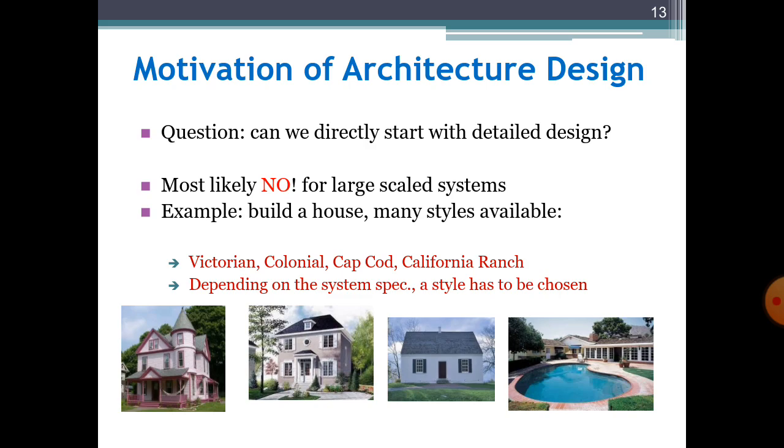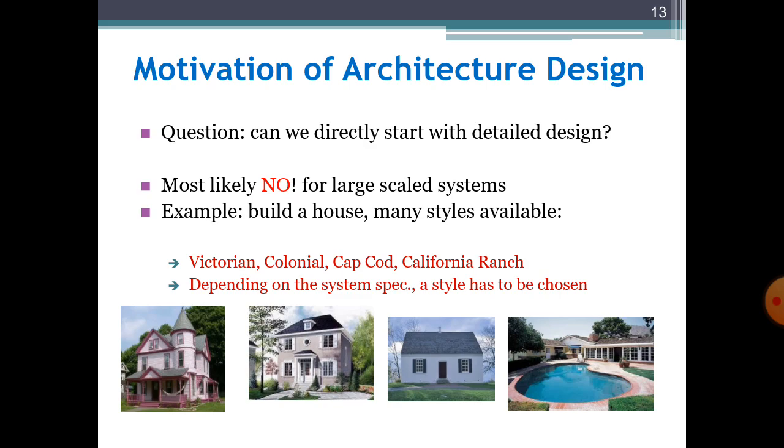For a large scale system, as I said earlier, we must first develop a skeleton or blueprint of the system from the SRS document, which we call the architectural design. And architectural design helps us to achieve non-functional requirements, as we saw in the earlier slide. Let's consider an example of building a house. There are many styles available, like Victorian, colonial, Cape Cod, California ranch. Depending on the system specification, a style has to be chosen. So there are different architectures according to your specification.